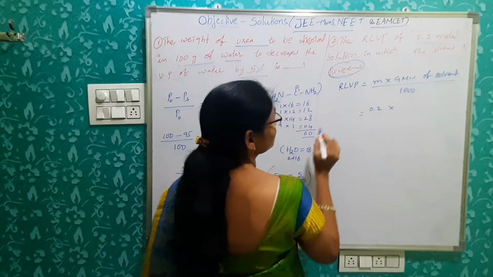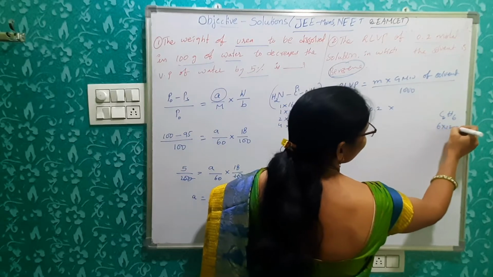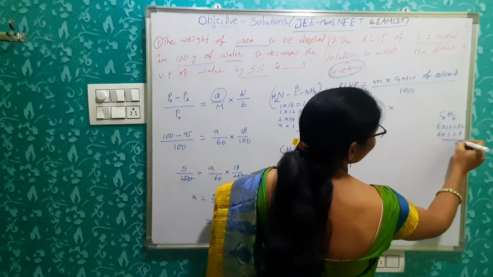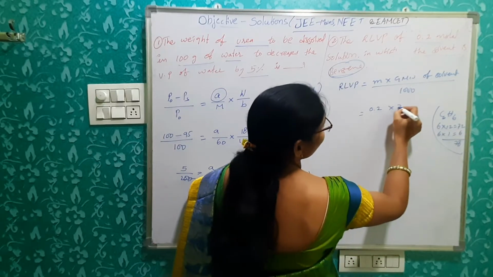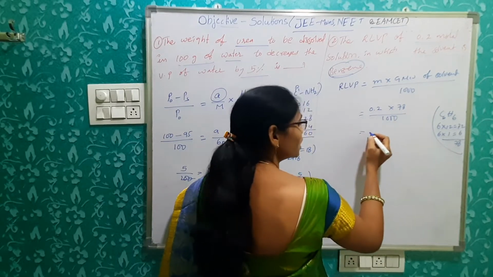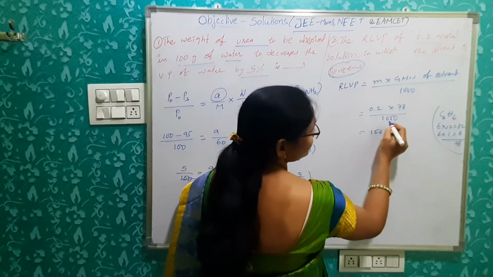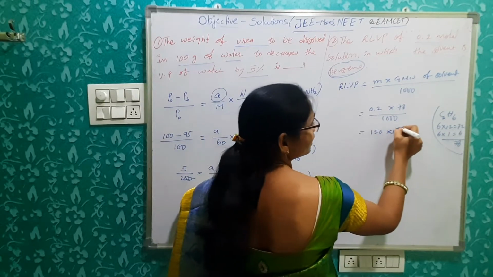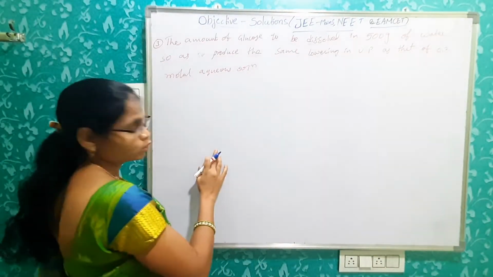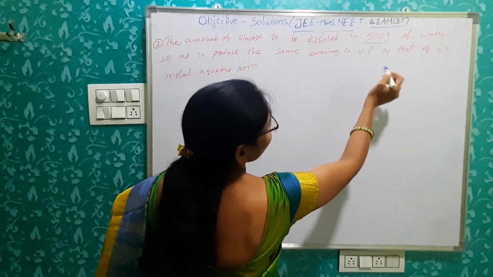The solvent is benzene. What is the formula of benzene? C6H6. 6 into 12 is 72, 6 into 1 is 6. How much? 78 grams. 78 by 1000 only. So 78 times 0.2 is 15.6, and 1000 becomes 10 power minus 3. So this is the RLVP. Clear?